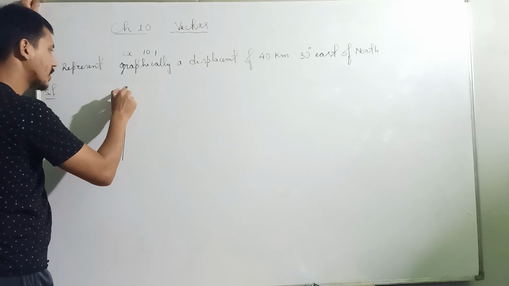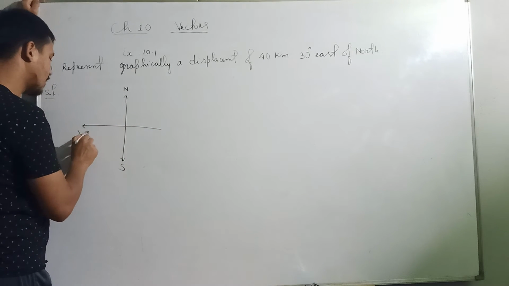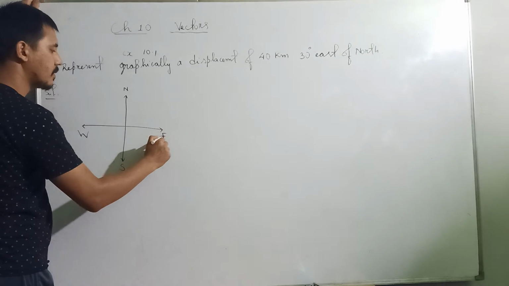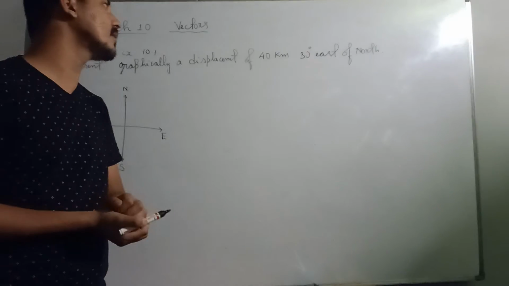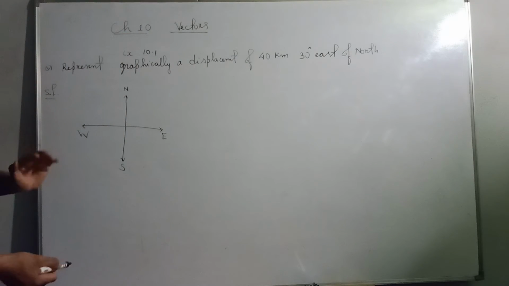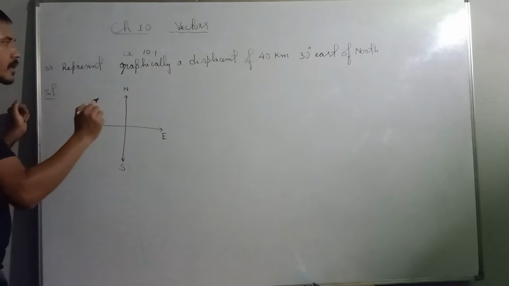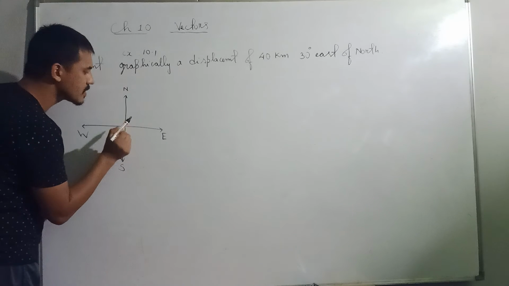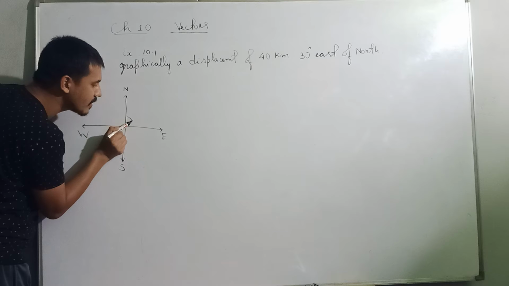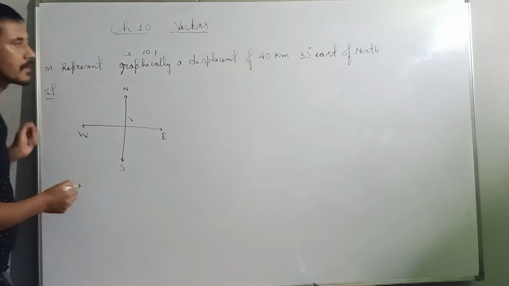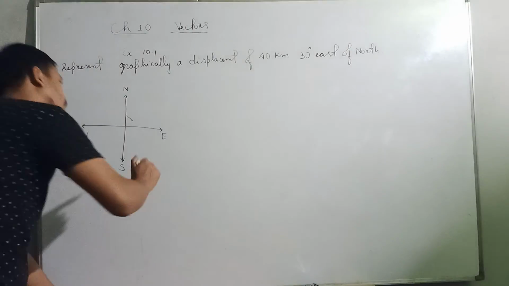So this is your north, this is your south, this is your west, this is your east, right? So there should be a displacement of 40 kilometers 30 degree east of north. What does that mean? 30 degree east of north means 30 degree towards east starting from north.